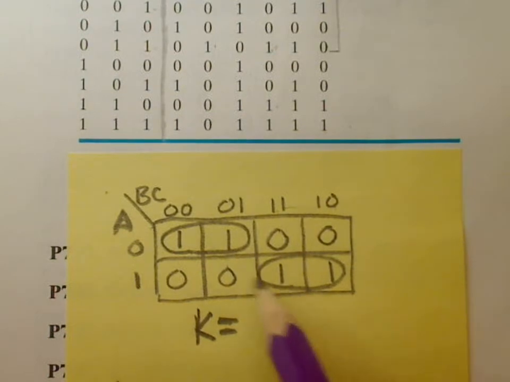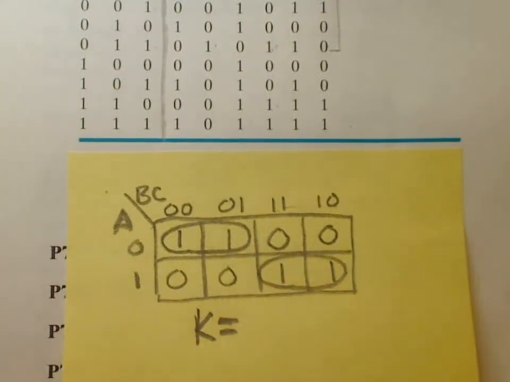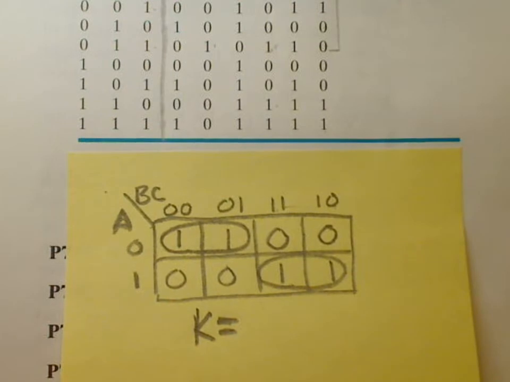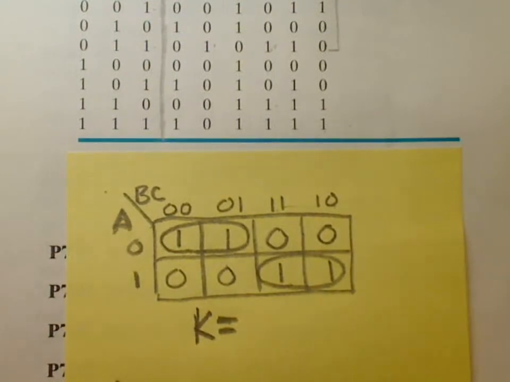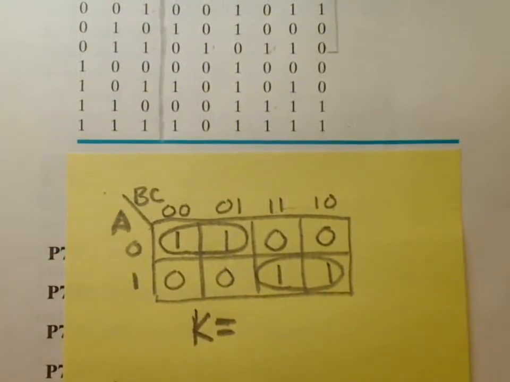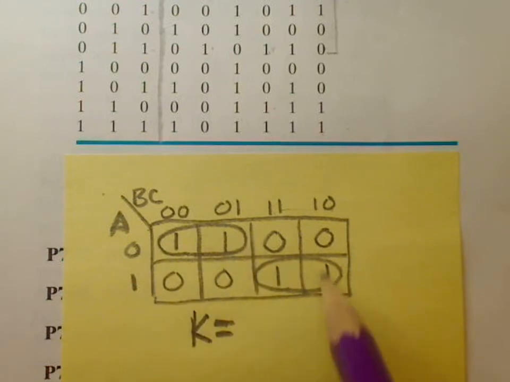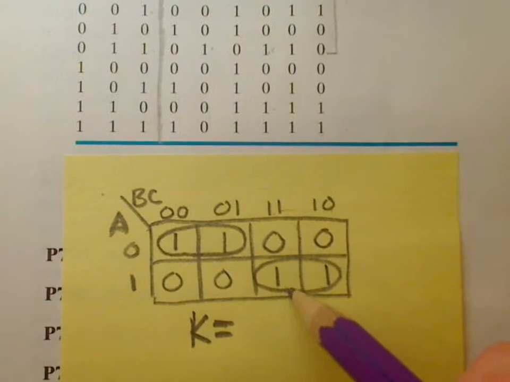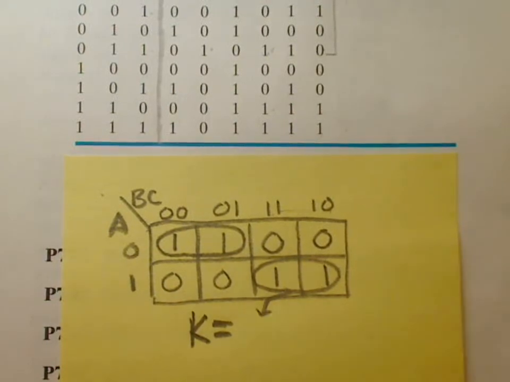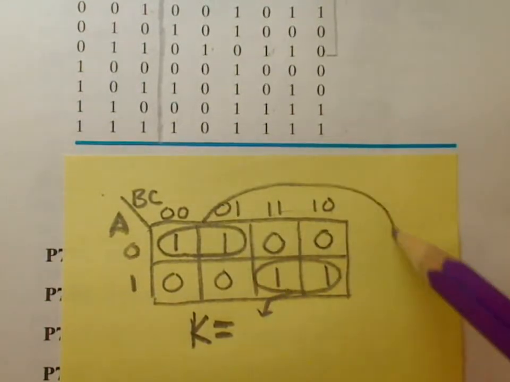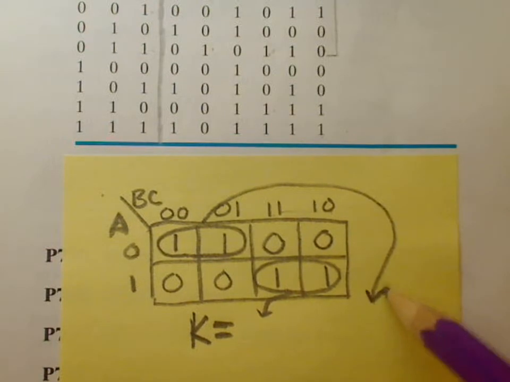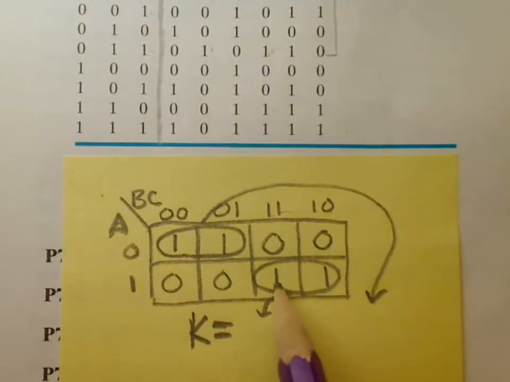In Karnaugh maps, you're not allowed to do diagonals, and the idea is to come up with the fewest number of circles of groups of 2 or 4 or 8 and so forth, and also to have as big a circle as you can, and as few circles as you can. There's going to be a term for this circle here, and another term for that circle right here. In this group right here, you want to see what changes.